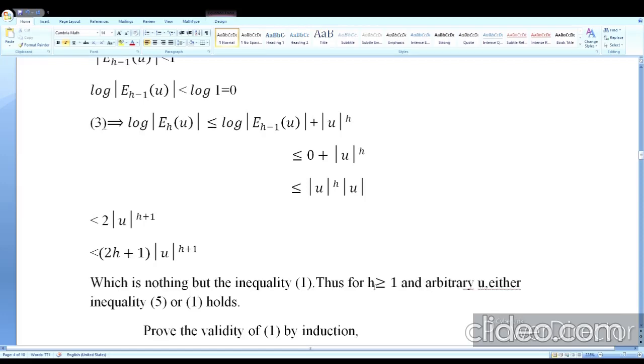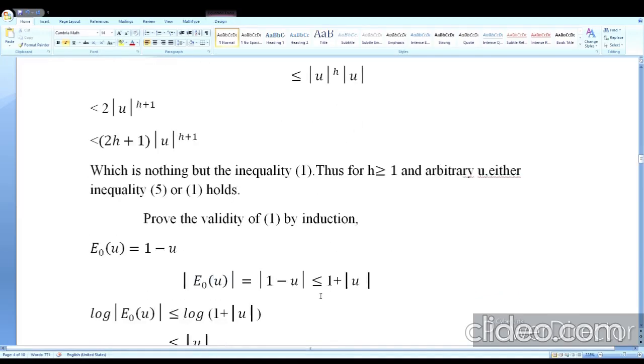Now we are going to validate inequality 1. That is, we are going to prove inequality 1 is true for all h. Let us prove this by induction. That is, E_0 of u is 1 minus u. Take modulus. Modulus of E_0 of u is modulus of 1 minus u, which is less than or equal to 1 plus mod u by triangle inequality.